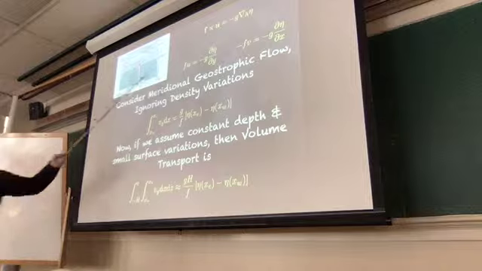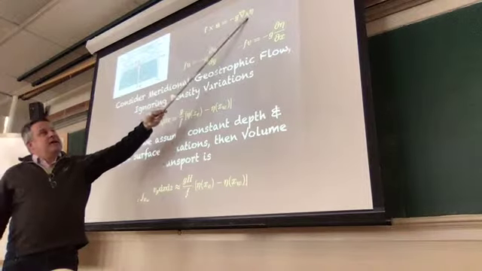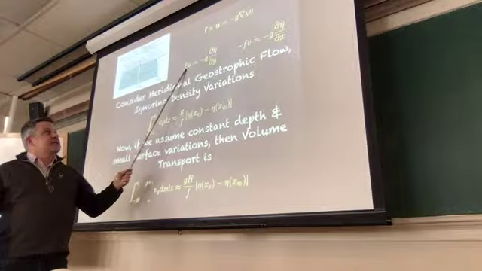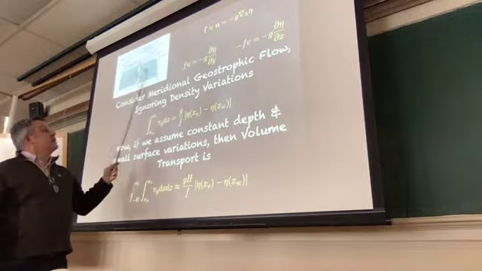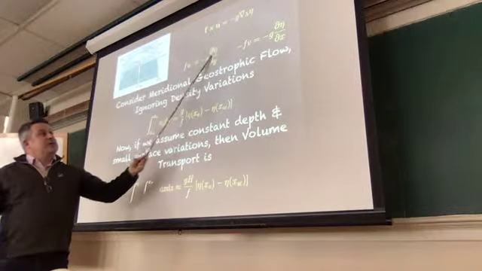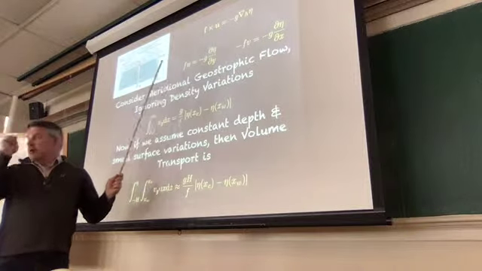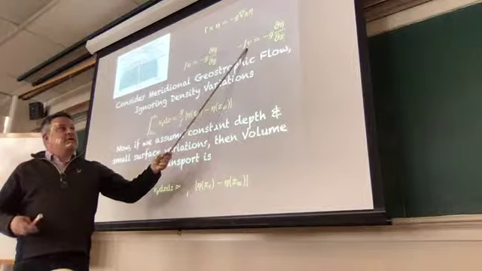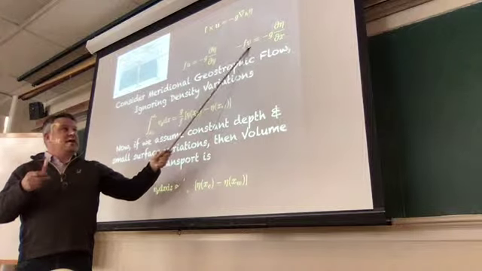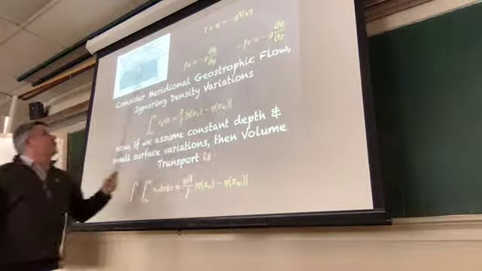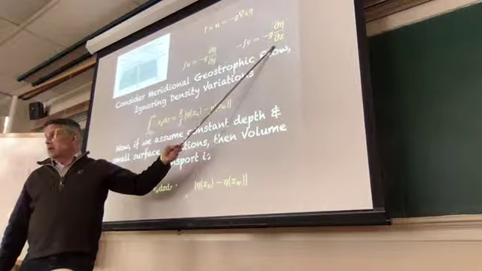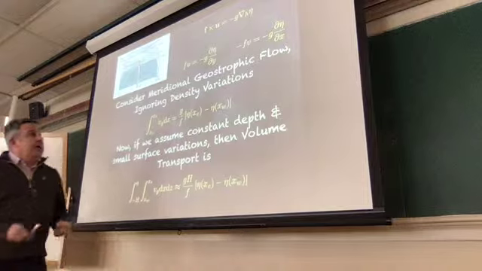So if this is our balance, we can just write this out component by component. Here's the eastward velocity, which has to do with the sea surface height gradient in the north-south direction. And here is the northward velocity, or southward with the minus sign, which has to do with the east-west gradient in sea surface height.